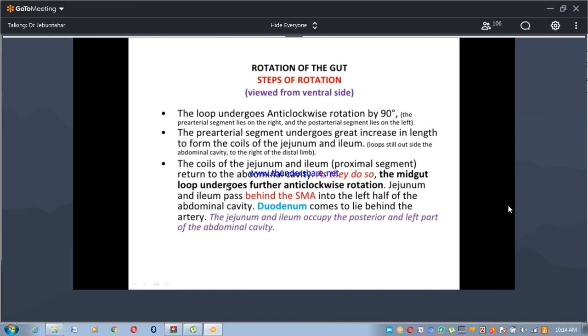The coils of the jejunum and ileum, the proximal segment, return to the abdominal cavity. As they do so, the midgut loop undergoes further anti-clockwise rotation, while the jejunum and ileum pass behind the superior mesenteric artery into the left half of the abdominal cavity. The duodenum comes to lie behind the artery. The jejunum and ileum occupy the posterior and left part of the abdominal cavity.